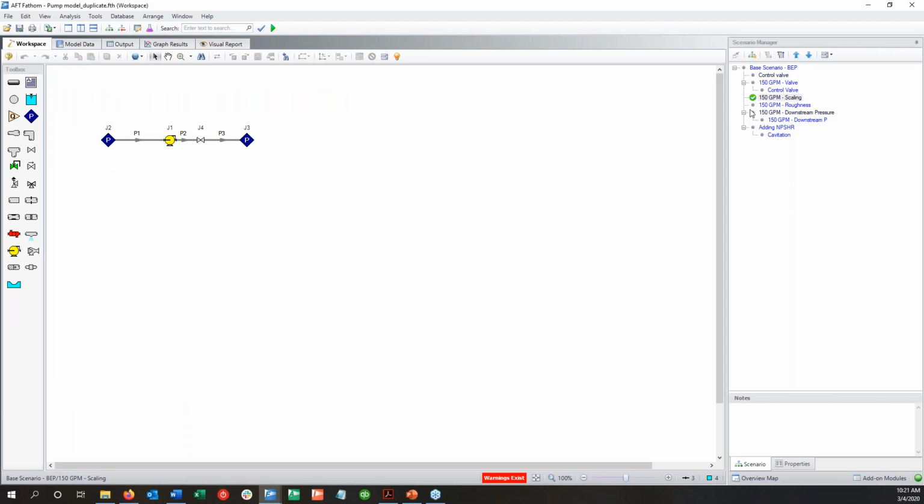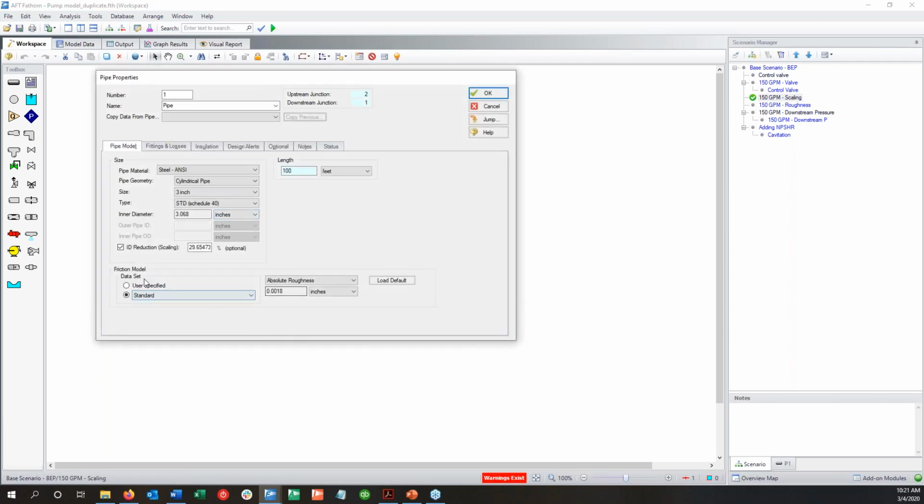For scaling, this is where it starts to become a bit more tedious to do hand iterations. So with each pipe, we have this specification, the internal diameter reduction in scaling. I already went through the math and found that it was 29.6% scaled. So for a 3-inch pipe, we can reduce that by 30%, and that would cause the equivalent pressure drop, or the additional pressure drop, to cause our flow rate to drop 50 gallons per minute.